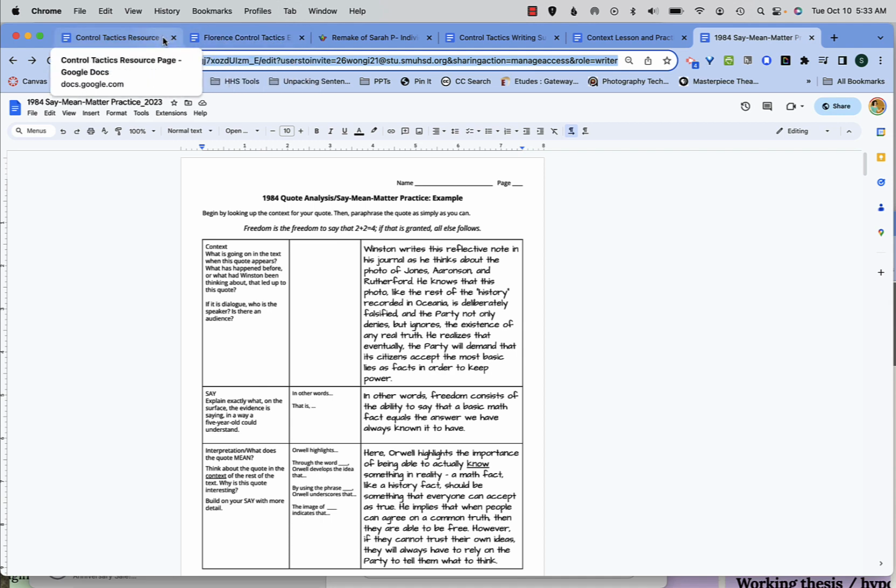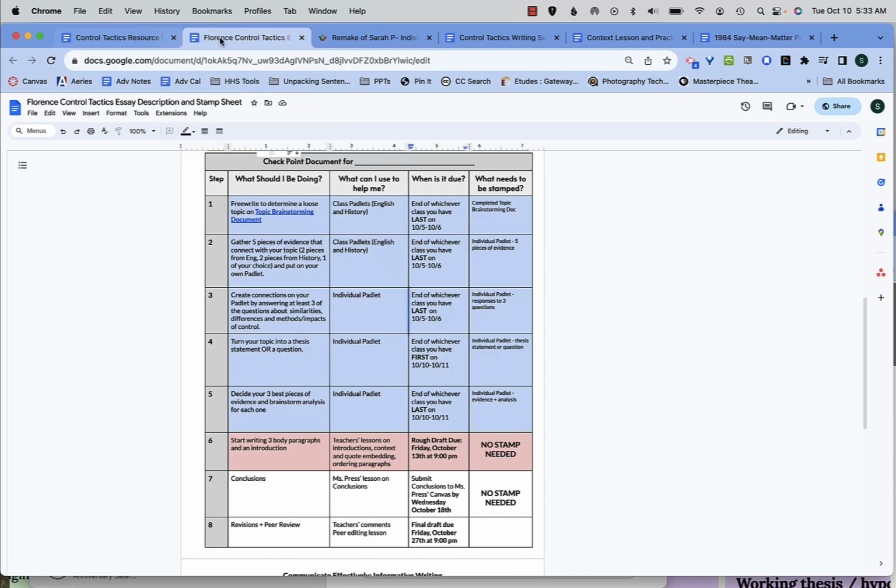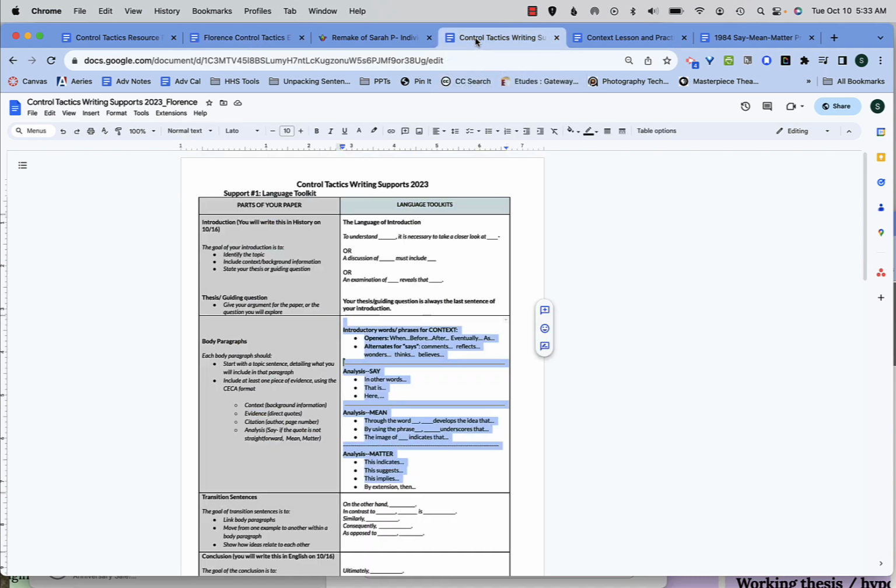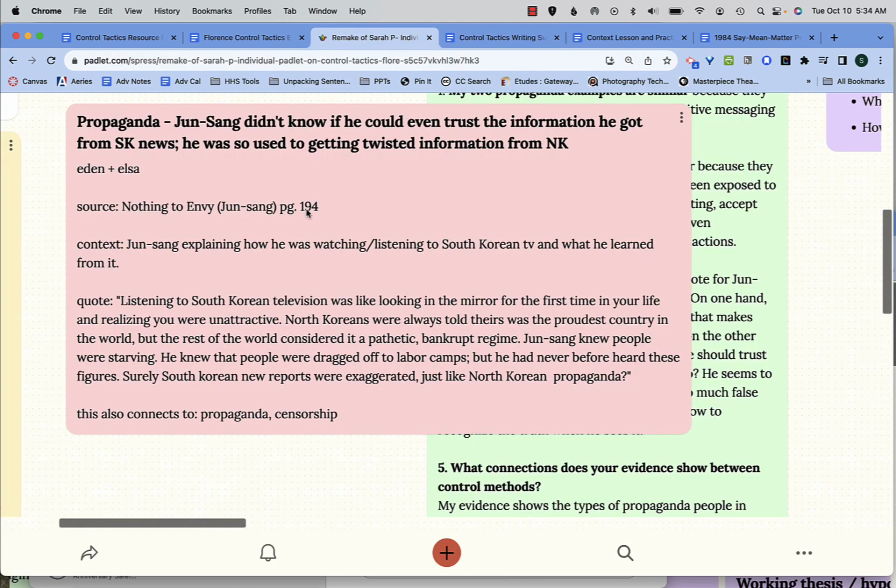Okay, so our goal now is to write for each piece of evidence. You need to write a say or context, a say, and a mean, and a matter. Okay, and we're going to do those on the individual Padlets where you've been gathering your evidence.